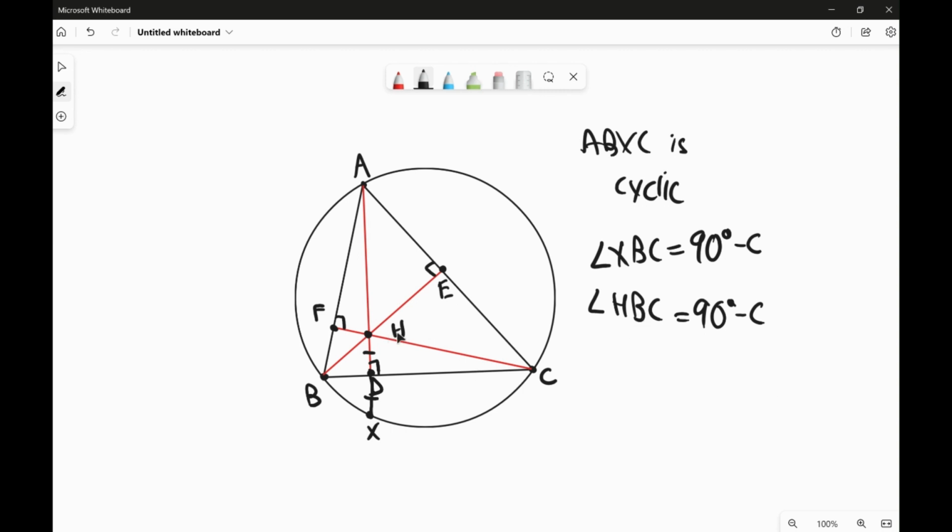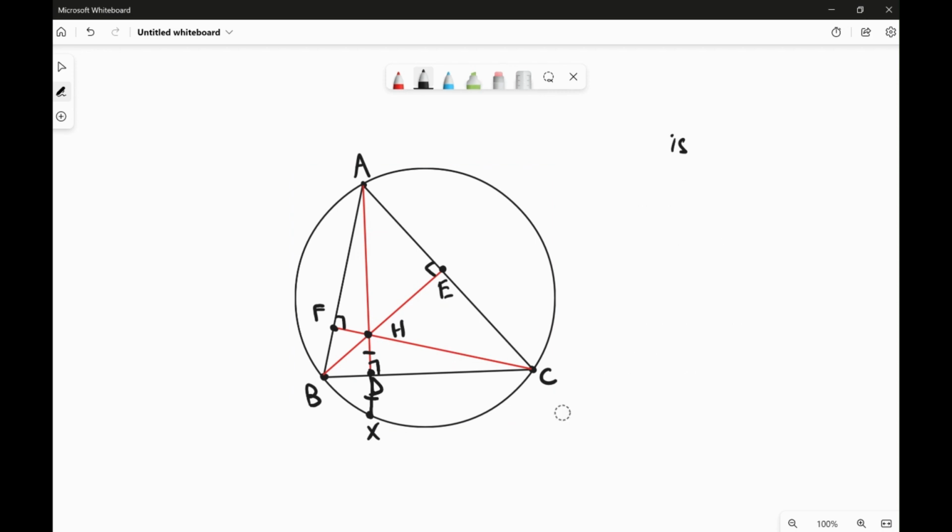Well, we know that H lies on BE, so now we want to prove that EBC is equal to 90 degrees minus C. But now you should notice that this angle here is C, this is 90 here, so this is also 90 minus C. So that means that angle XBC is 90 minus C, as is angle XAC, which means that ABXC is cyclic.